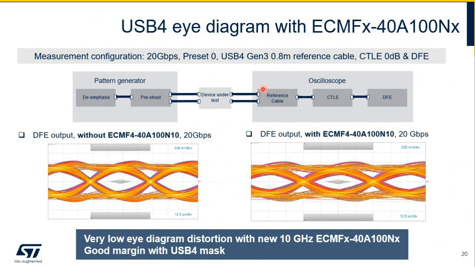The test is performed in two steps. The first one, which is shown at the bottom left, is measured on a perfect calibration through. It means without our filter. And the second one is performed with the ECMF4-40A110 at the bottom right. As we can see, there is a very low eye diagram distortion with the addition of the filter and the template of the standard is respected.